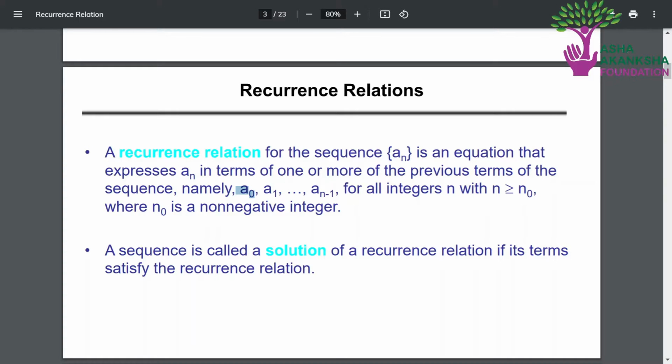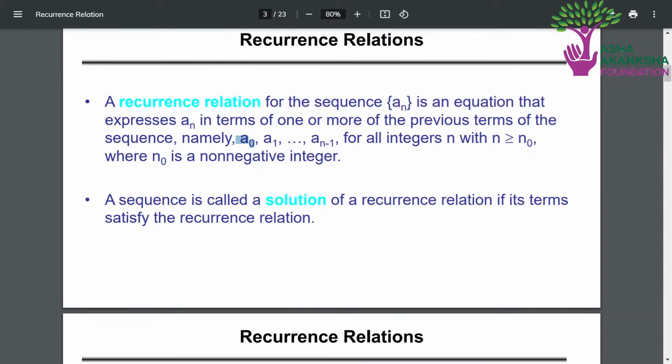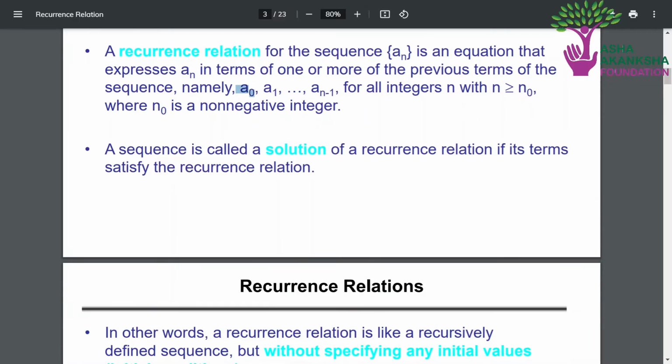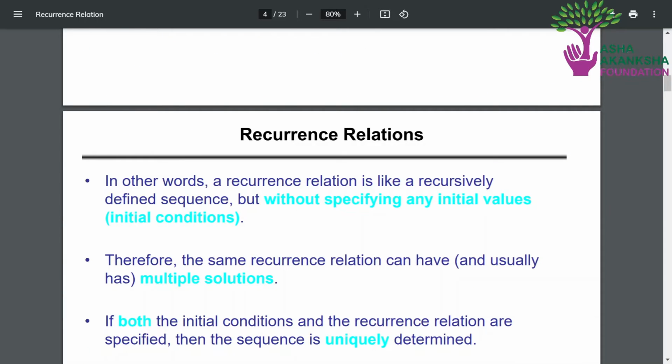A recurrence relation is just like PMI, which is principle of mathematical induction, which we have learned in class 11th, I guess. It expresses an equation in terms of previous terms of that sequence, like we express the kth term in terms of k minus 1 terms. In other words, a recurrence relation is like a recursively defined sequence but without specifying any initial values, or you can say initial conditions.